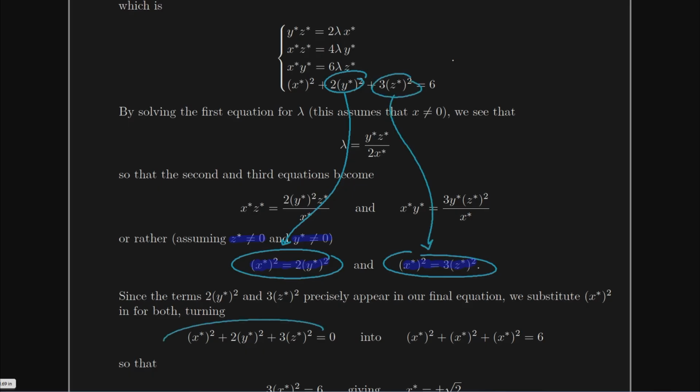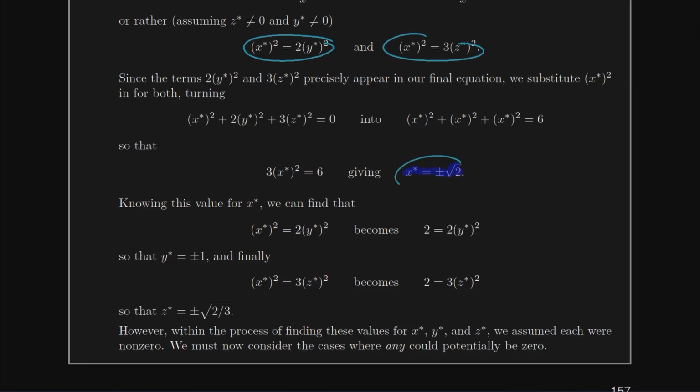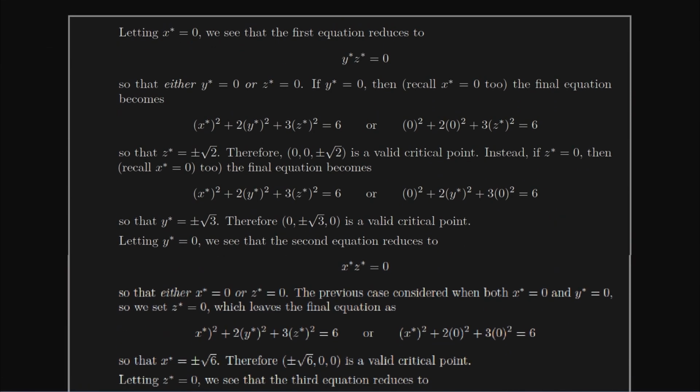And so the bottom equation turns into really 3 copies of x squared is equal to 6, or in other words, if 3 copies of x squared is equal to 6, that makes x plus or minus root 2. Knowing that value of x, let's recall we did have these two values of y and z in terms of x, and so we see that y will be plus or minus 1, and z will be plus or minus root 2/3. Now those were only true underneath the assumption that z was non-zero and y was non-zero, so we do have to tackle the cases where those are going to be 0.